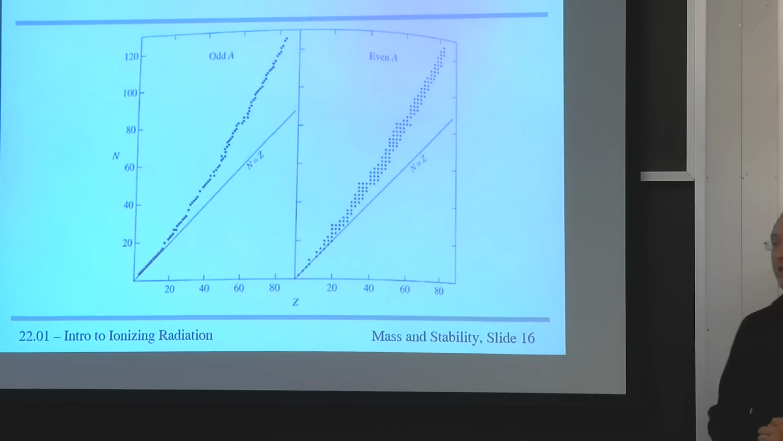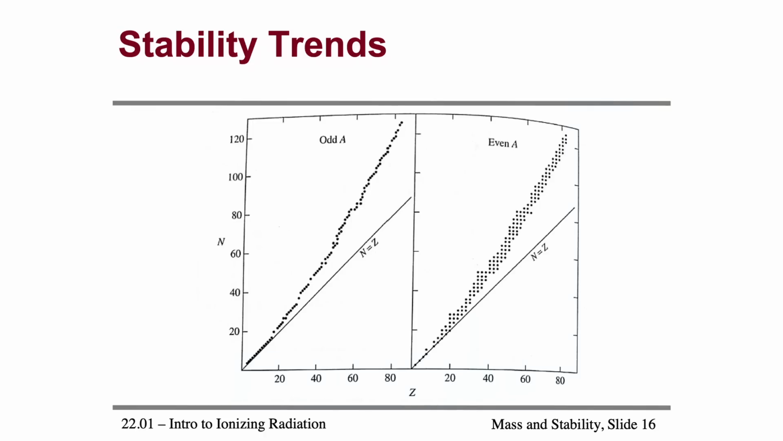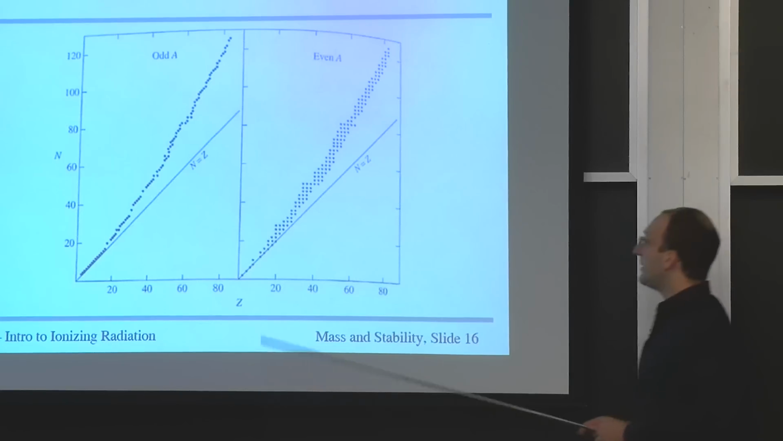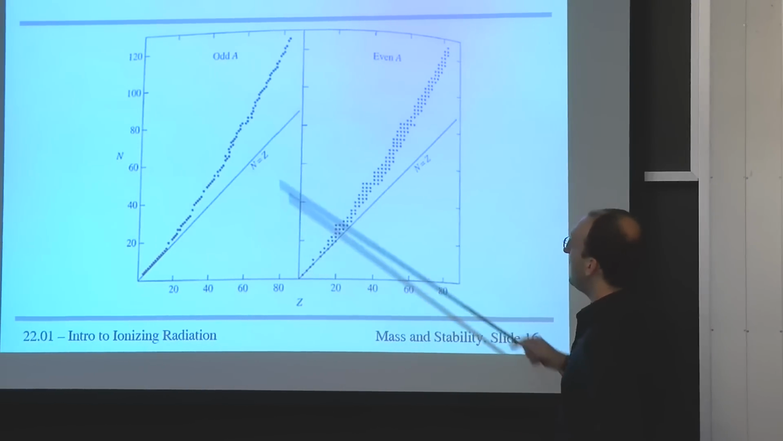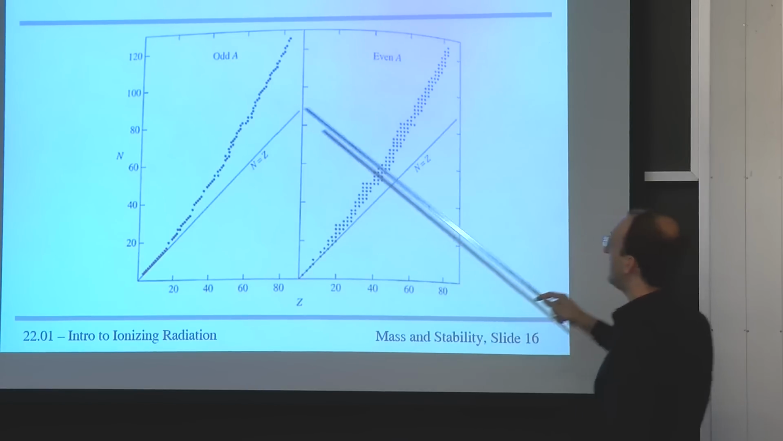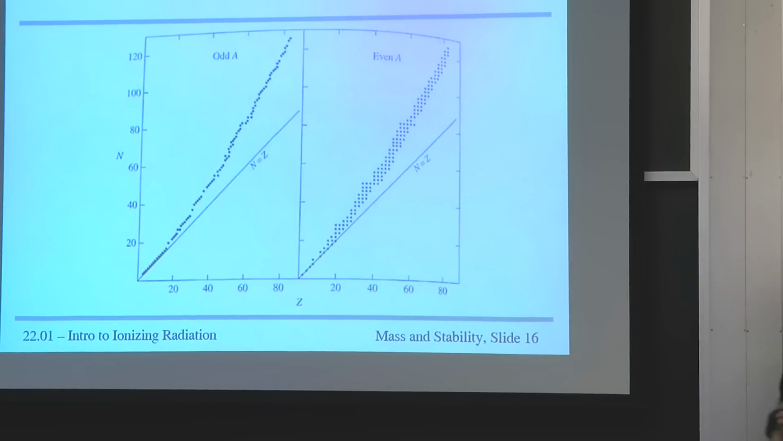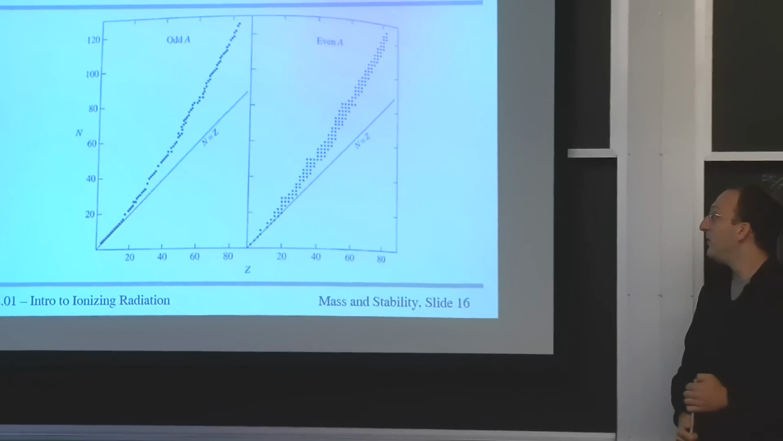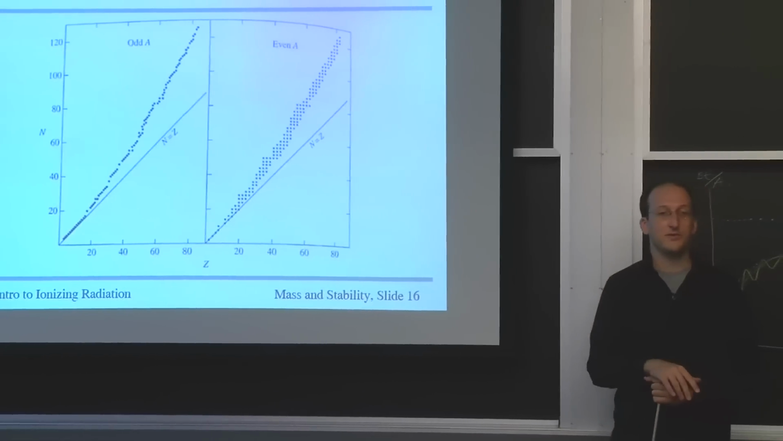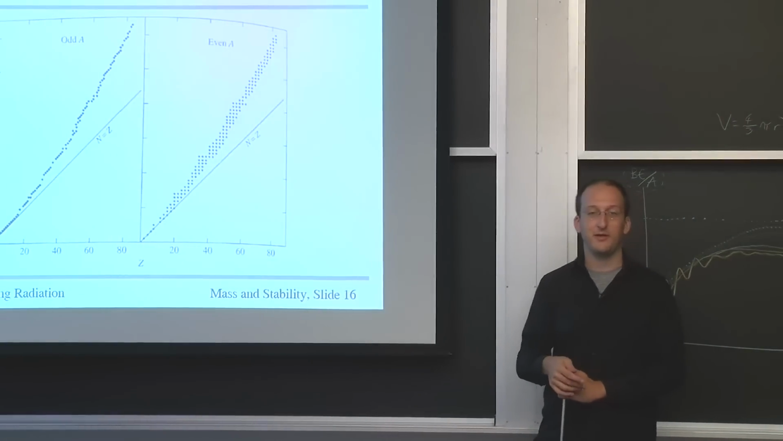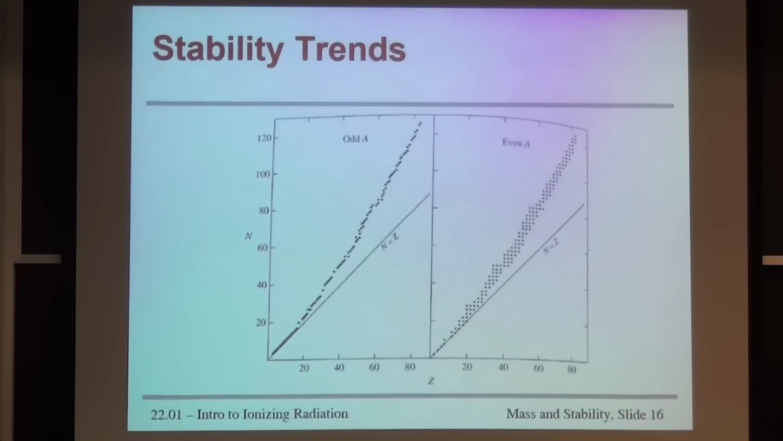And then if you look at stability trends in terms of whether nuclei are more stable if they have odd numbers or even numbers, you can graph the two separately and look at the number of stable nuclei that have an odd total mass number or an even total mass number. There's a few things to note here. One of them is that even numbers tend to have a lot more stable nuclei. This is something I mentioned on the second day of class.